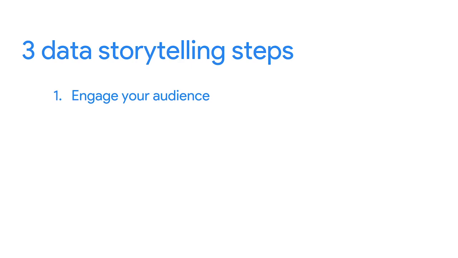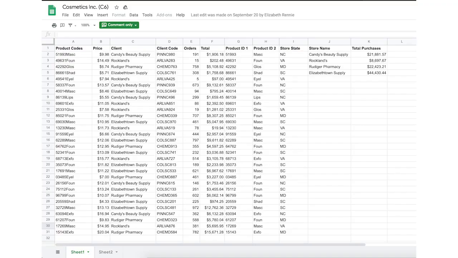The second step is to create compelling visuals. In other words, you want to show the story of your data, not just tell it. Visuals should take your audience on a journey of how the data changed over time or highlight the meaning behind the numbers. Here's an example.